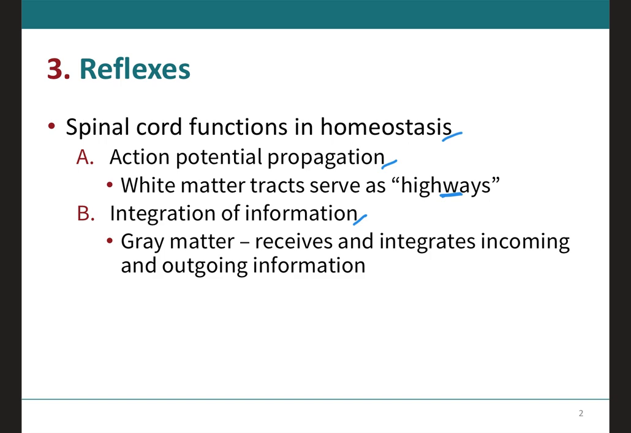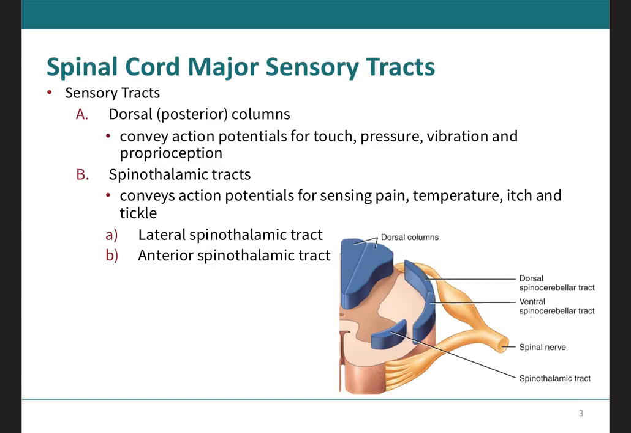If they're sensory, they will go towards the brain, passing by the spinal cord. If they're motor, they will leave the brain and pass through the spinal cord onto effector tissues, which can be either muscles or glands. And the gray matter of the spinal cord will receive and integrate this incoming and outgoing information. So let's look in the next few slides how this will occur. First, let's talk about the sensory tracts.